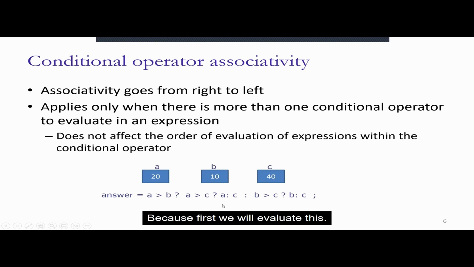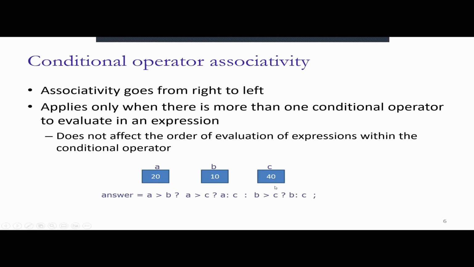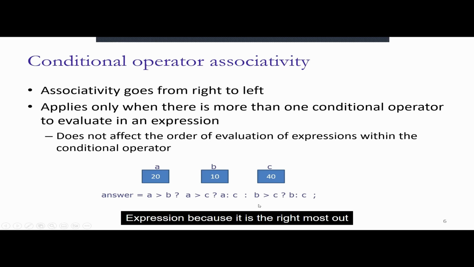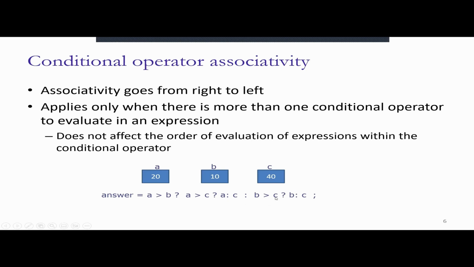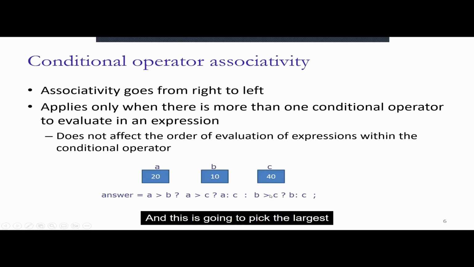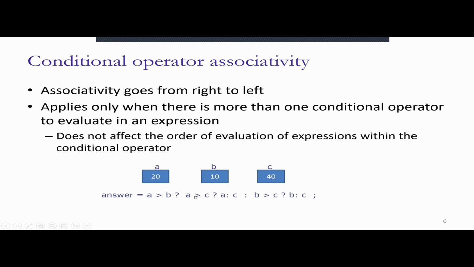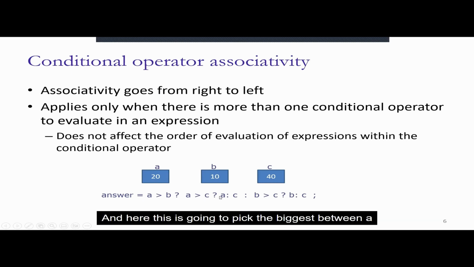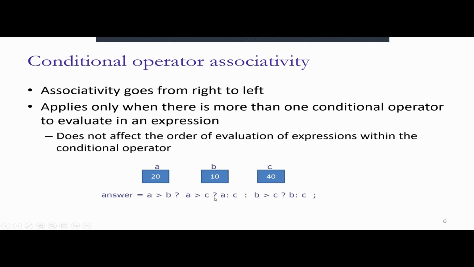Why? Because first we will evaluate this expression because it is the rightmost out of all the conditional operators that we are seeing in this total expression. And this is going to pick the largest off of B or C. And then this expression is going to be evaluated because it is next to the left. And here this is going to pick the biggest between A and C.